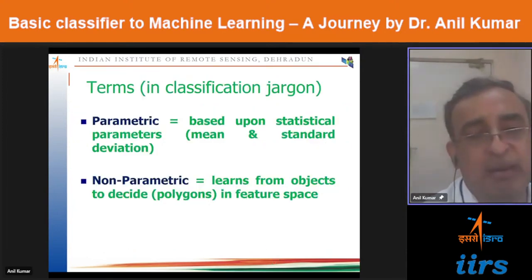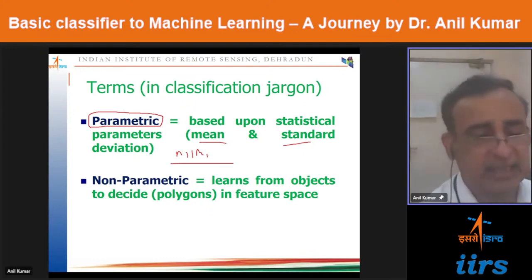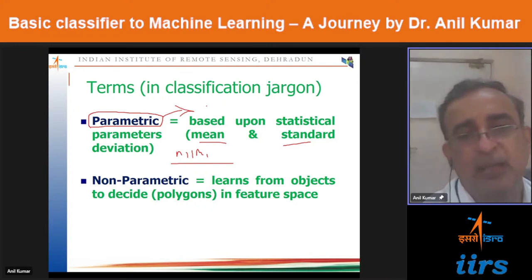Terms in classification jargon: one is parametric classifiers. Parametric means there is no extra coefficient in the classifier. Whatever parameters are needed, we can calculate them from the training data, like mean, standard deviation, minimum, maximum, variance, covariance, and so forth. These are standard statistical parameters which we can calculate from the training data. And once these parameters are calculated, we can directly get the result. We don't have to optimize any other parameters. So that is basically the approach of parametric. Since it is using statistical parameters, we can also say these algorithms are statistical algorithms. And since they are using only pixel information, we can say these algorithms are pixel-based classifiers.